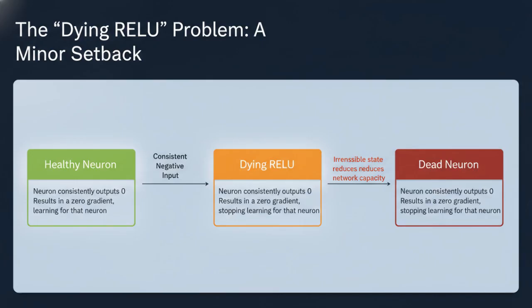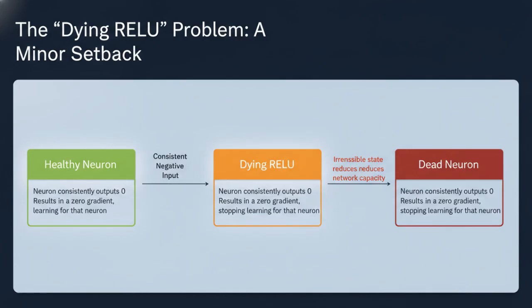Despite its many benefits, ReLU isn't without its potential pitfalls. The most notable is the dying ReLU problem. This occurs when a neuron consistently outputs 0 for all inputs. If a neuron's weights are updated in such a way that its output is always negative, it will always produce a zero output after the ReLU function. Consequently, its gradient will also be zero.